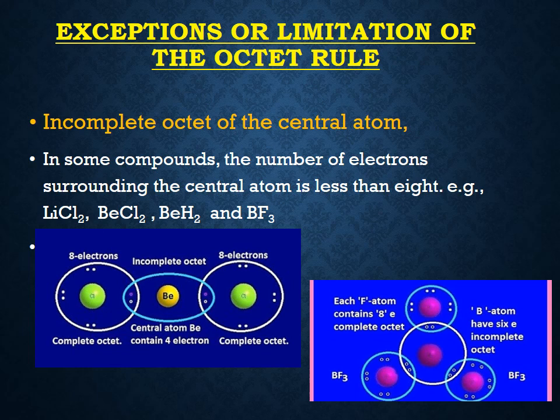Another example is boron trifluoride, BF3. In BF3, the central boron has only 6 electrons around it. Just like beryllium chloride, the stability of BF3 is also difficult to explain by using the octet rule. Now it's very clear that BF3 and beryllium chloride come under the limitation of the octet rule.